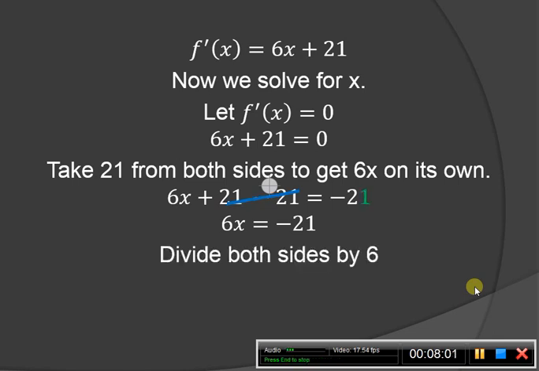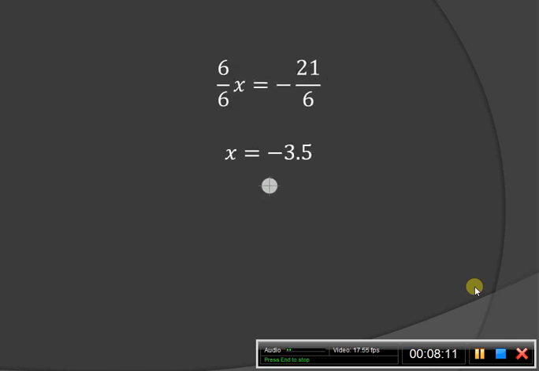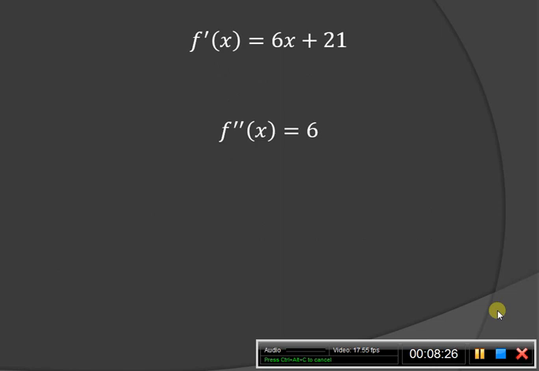We then divide both sides by 6, giving us 6 divided by 6 by x is equal to minus 21 divided by 6. This then gives us x is equal to minus 3.5. We have a stationary point at x is equal to minus 3.5. We must determine its nature by getting the second derivative and letting it equal to 0.